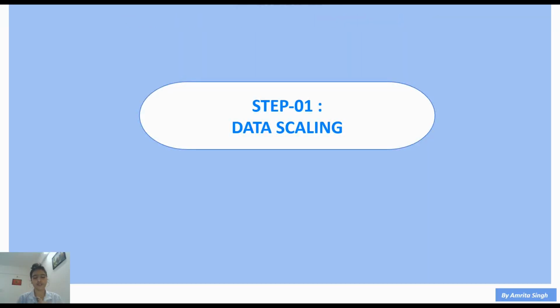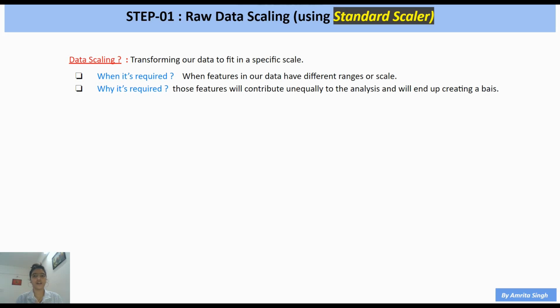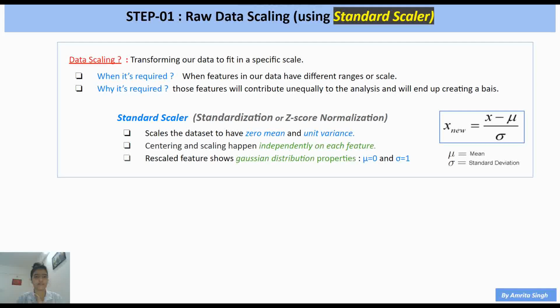So the first step is data scaling. We use standard scaler here, but before that, let's understand what data scaling is. It's a way of transforming our data to fit a specific range, because sometimes features in a given dataset have different scales. So they contribute unequally to the analysis, and you will end up creating a bias in your model or its accuracy. So it's better to scale them.